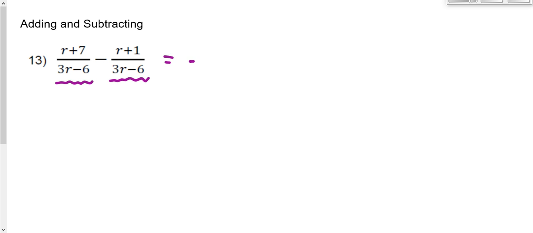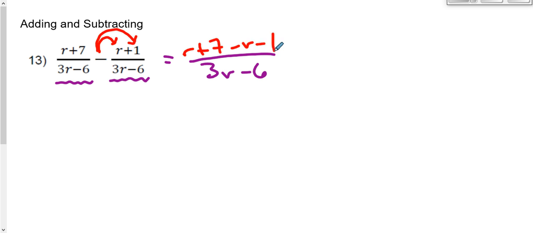When we have common denominators, all we have to do is combine our numerators over this one common denominator. So we're going to end up with one giant fraction over 3r minus 6, and all we have to do is subtract the numerators. Now it's important to remember that the numerator has to get completely subtracted. So not only does the r have to be subtracted, but the 1 has to be subtracted as well. So what we really have here is r plus 7 minus r minus 1 in this new fraction. So let's go ahead and simplify that and see what it gives us.